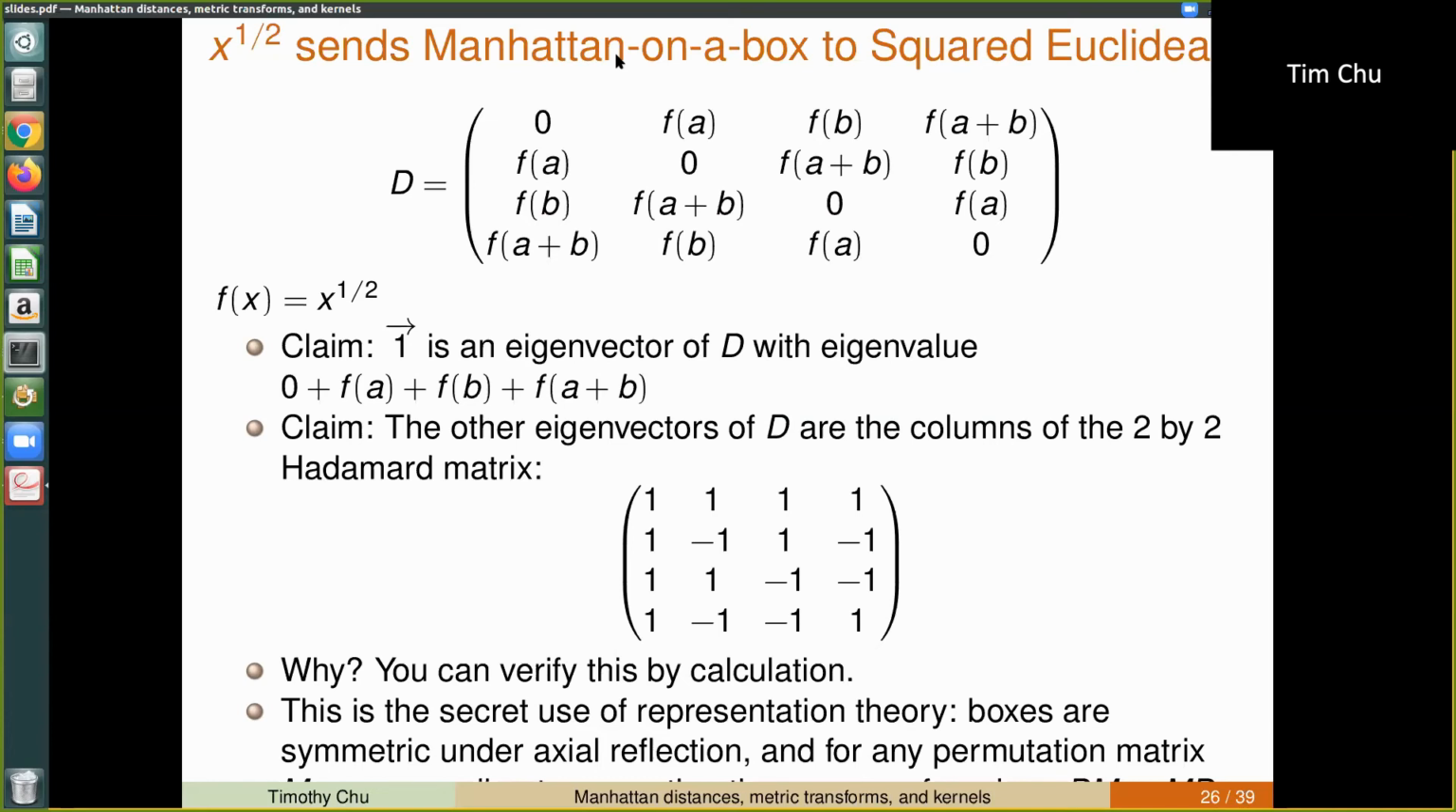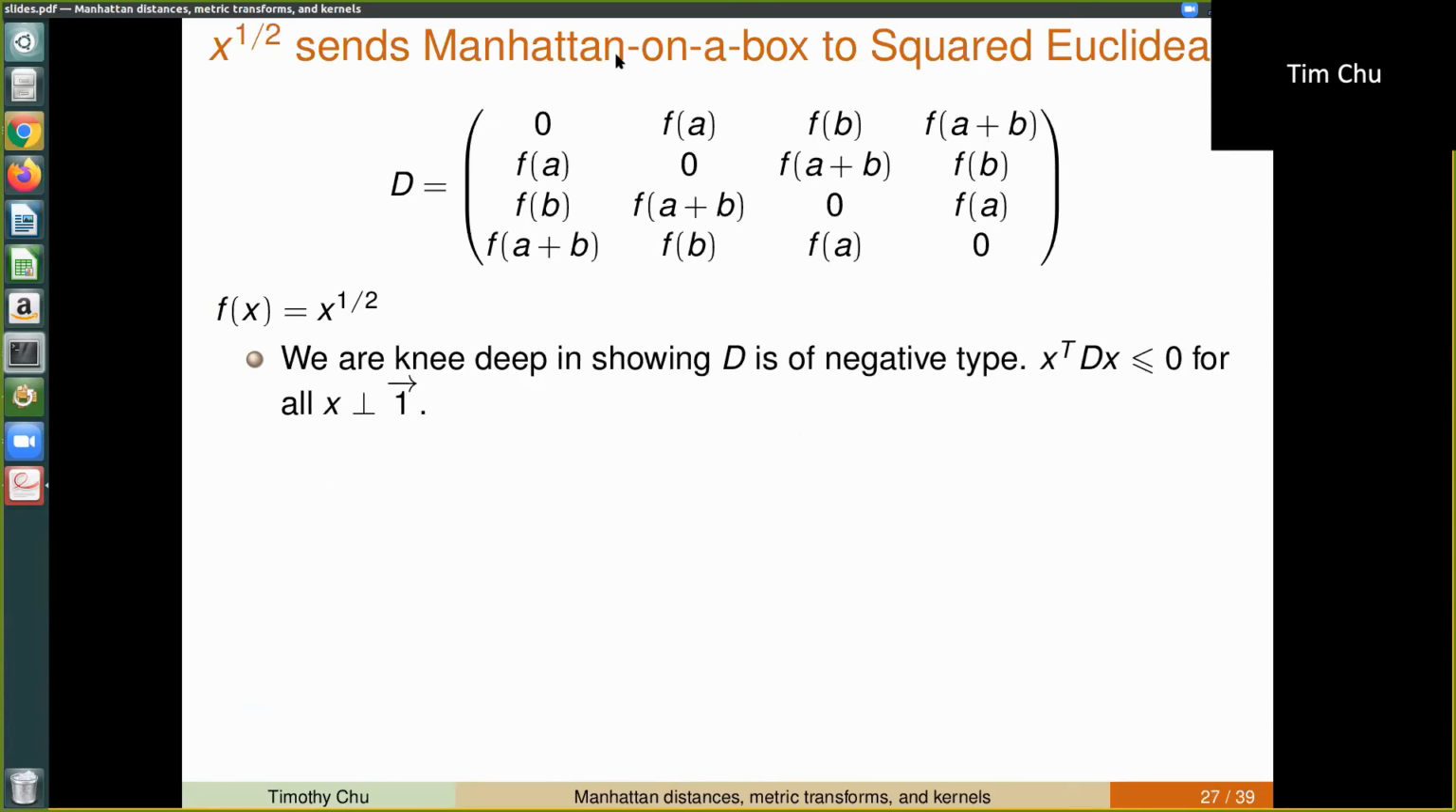Group representation theory is in fact much more complicated than this, but this is a very simple application of ideas from that area. So the key takeaway here is if I have a distance matrix D that comes from a structured set of points with a simple group symmetry, in this case axial reflection, then the eigenstructure of D is actually very predictable, no matter what function f I apply termwise to it. So again, we're just trying to show that D is a negative type matrix to show that our distances are squared Euclidean distances.